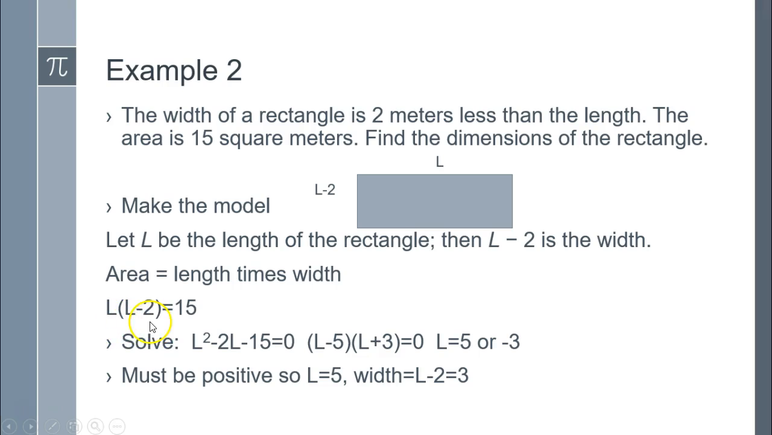When I multiply out the left side, I get L squared minus 2L equals 15, but I have to make one side 0, so I subtract 15 from both sides and get L squared minus 2L minus 15 equals 0. This factors, I get answers of 5 or negative 3, but this is a problem with dimensions. The negative 3 makes no sense, so the length is 5. I take the positive answer, and if the length is 5, I can go back to my picture and see that the width needs to be 5 minus 2, or 3. So the length is 5, the width is 3, 5 times 3 is 15, that is correct.